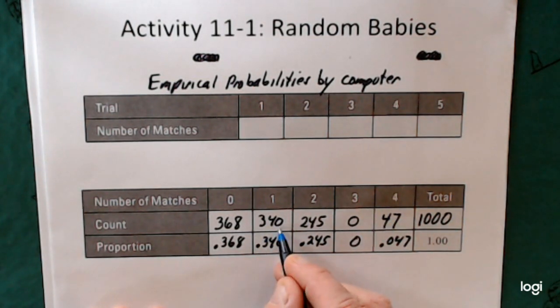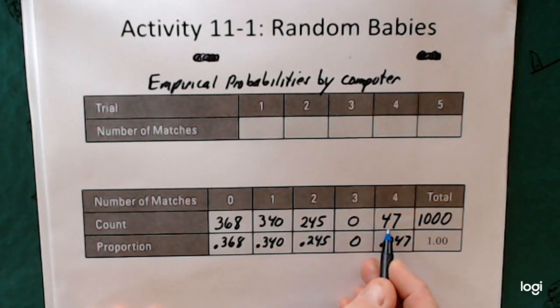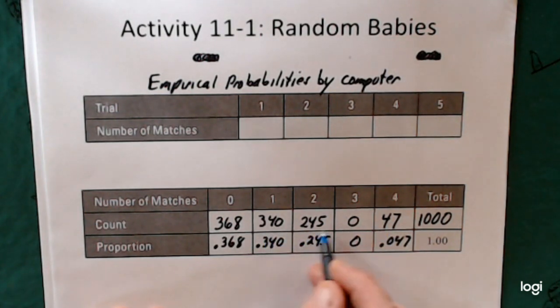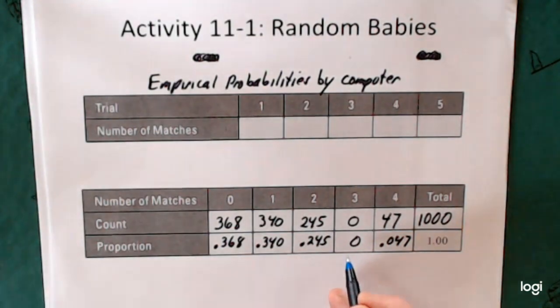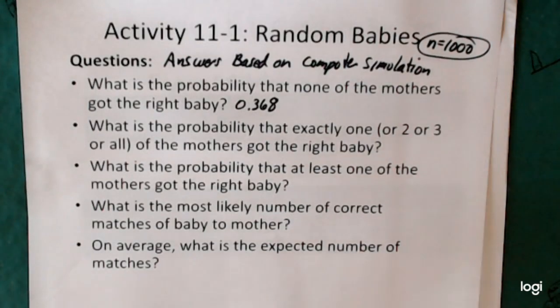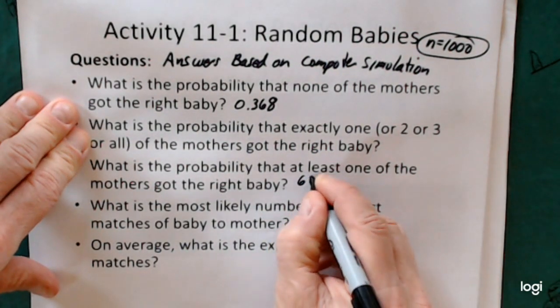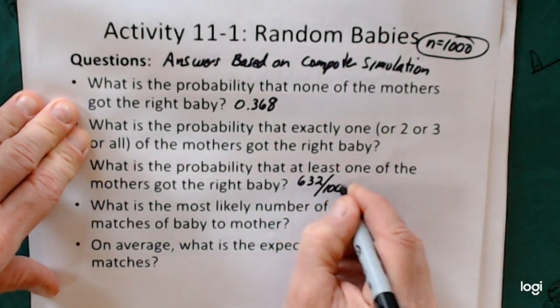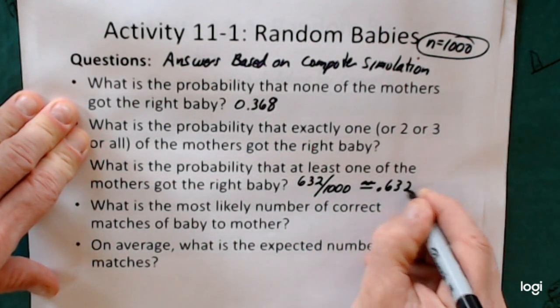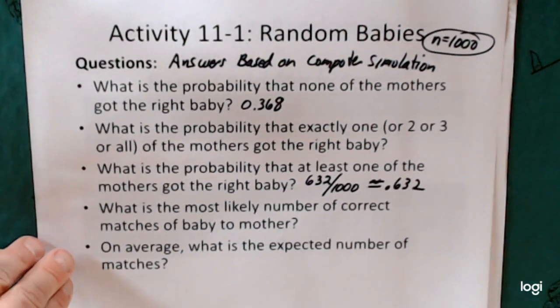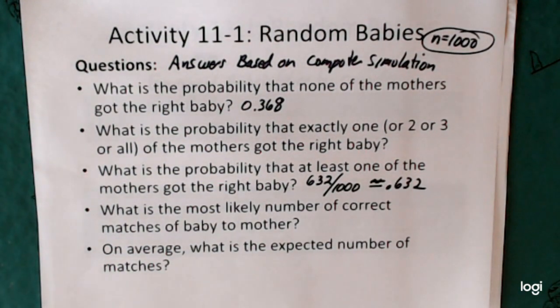So 340 plus 245 plus 47. Okay, my arithmetic skills aren't super fast. I get 632, I believe. Okay, so 632 over 1,000 is exactly 0.632. Okay, so empirically, the likelihood of at least one of the mothers getting the right baby is about 63%.